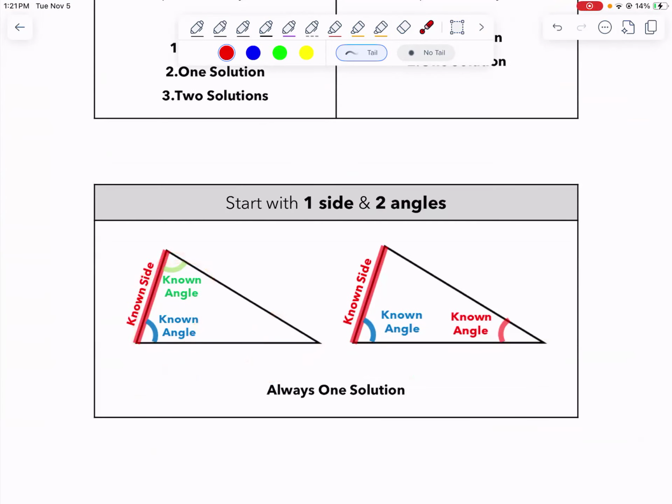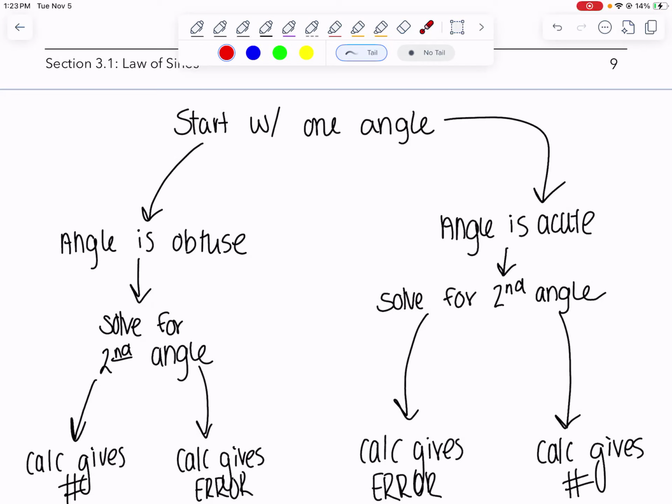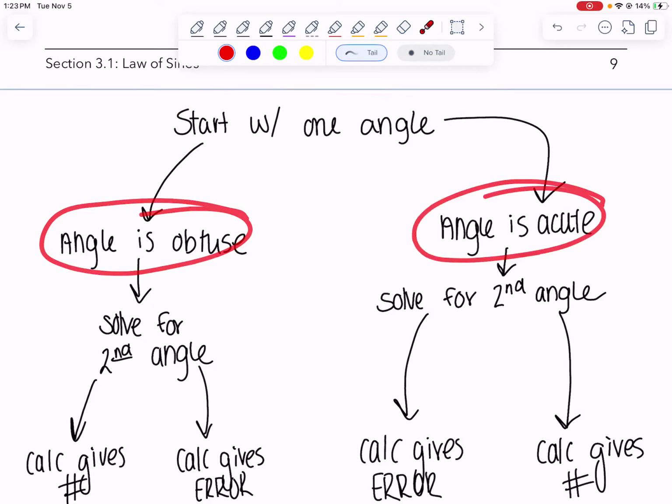All right, I made this real messy diagram here for the ambiguous case, just to walk through what you can expect and how the no solution, one solution, two solution all works. In the case where you start with one angle, the ambiguous case for law of sines, there's two things that can happen. Either you're given an obtuse angle or an acute angle.